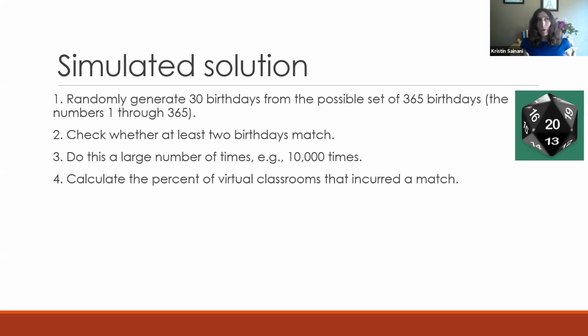You can imagine that the computer has a 365-sided die. I couldn't find a picture of one, but you can imagine what that would look like. You have the computer roll that die 30 times and come out with 30 numbers. Those numbers, 1 through 365, represent birthdays. So 1 is January 1st, 365 is December 31st. Then you get a virtual classroom with 30 virtual students and 30 birthdays. And then you can check, did I get a match?